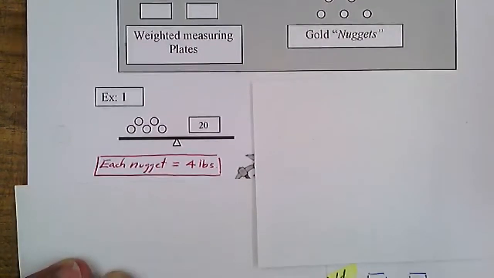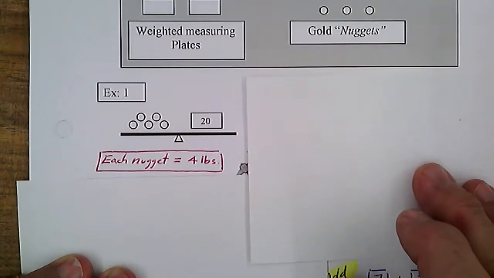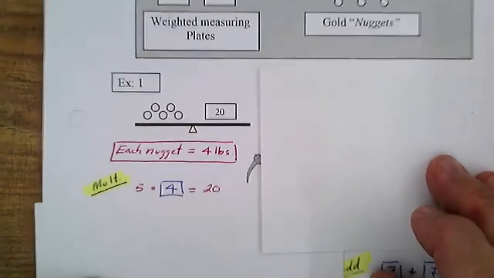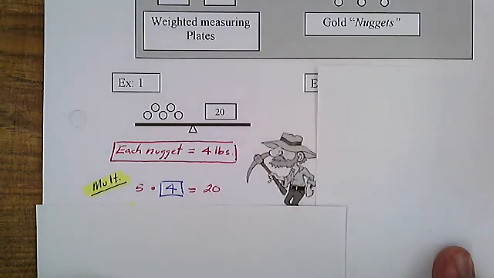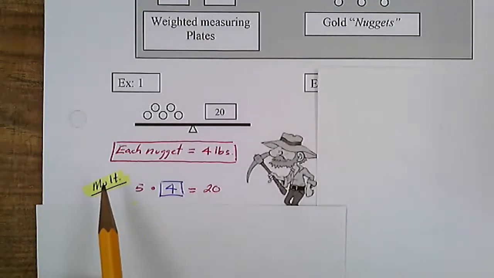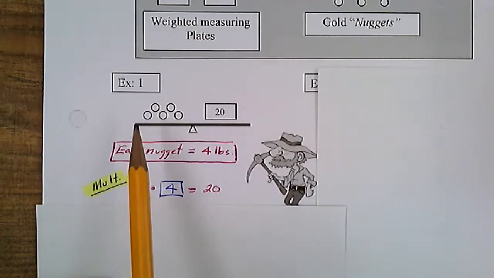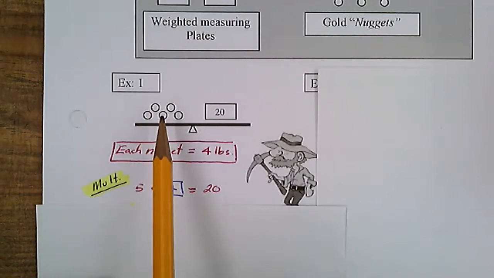So let me walk you through those 3 ways. One way would be to use multiplication. Okay, so we could use, there's our little gold miner. So one way would be to use multiplication. So there are 5 nuggets, so 1, 2, 3, 4, 5.